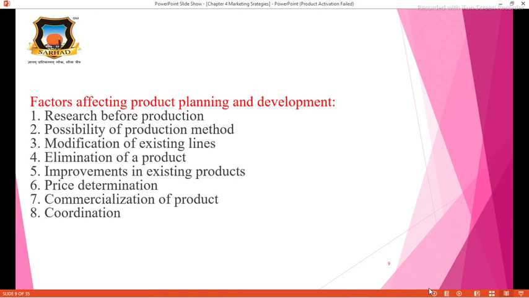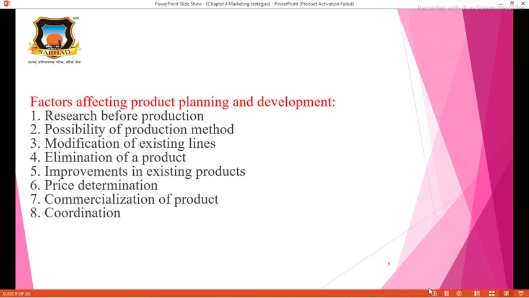And the last is coordination. Product planning also includes the coordination of various products so that the company can not only maintain but improve its competitive position in the market. This can be done by taking a periodic review of the various products in the market and taking decisions about which products to combine and which to eliminate.